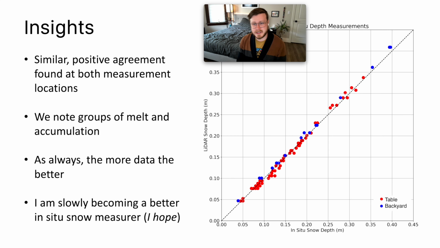It's really interesting, as I was doing this experiment, to see groups of melt and accumulation occurring. So you could actually see these little groups that occur, for instance, at the bottom, and then it would jump up after a snowfall event, or they would both move down after a melt event occurred. It was cool to see the evolution of the snowpack that is tracked in the information that we're plotting here.